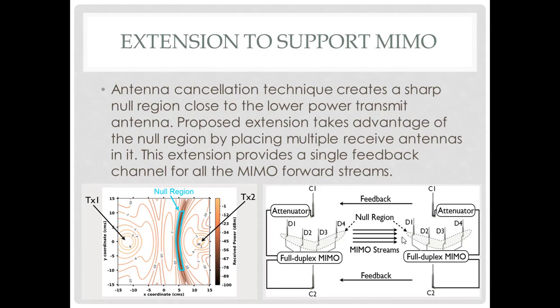So the antenna cancellation technique creates a sharp null region close to the lower power transmit antenna, and this is the case of two antennas with different powers. The proposed extension takes advantage of the null region by placing multiple receive antennas in it. So this extension provides a single feedback channel for all the MIMO forward streams, as you can see here.